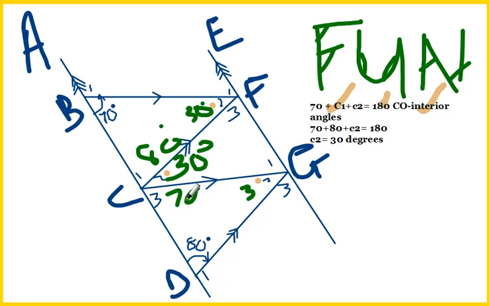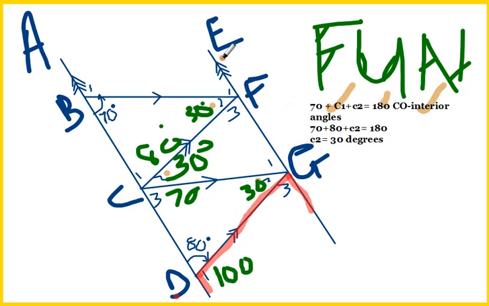So that means our D1 would be 100 degrees. And it only makes sense because if we add D1 plus this 80, we get 180, which is angles on a straight line. And if we have this now, we can use co-interior angles again, using that U shape right there.